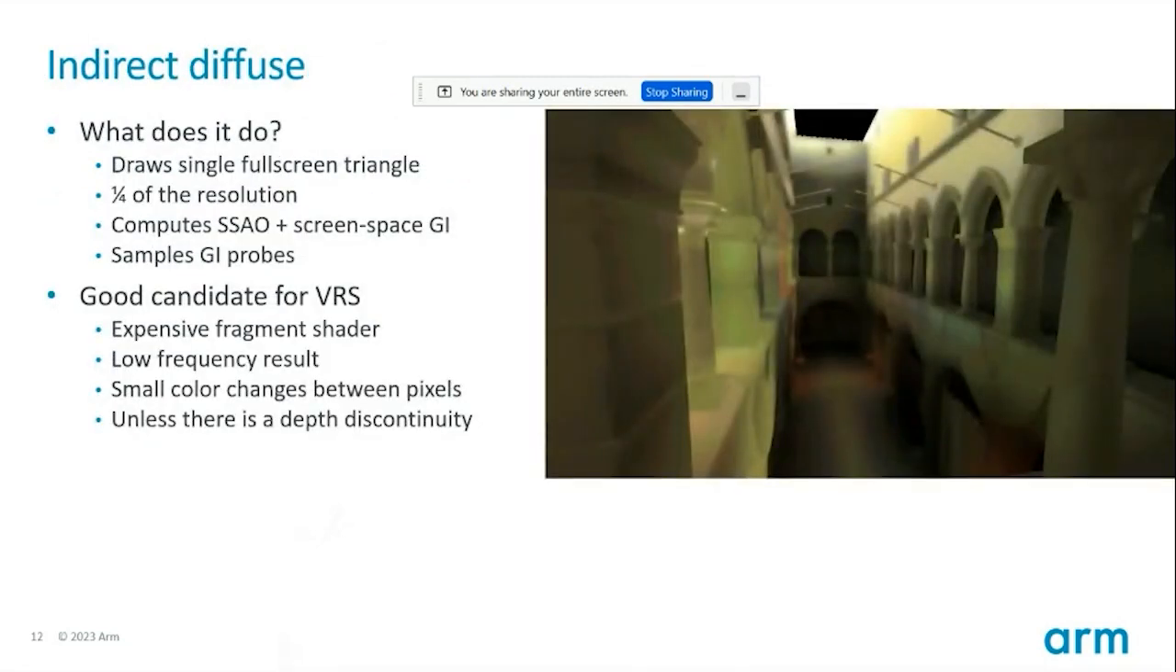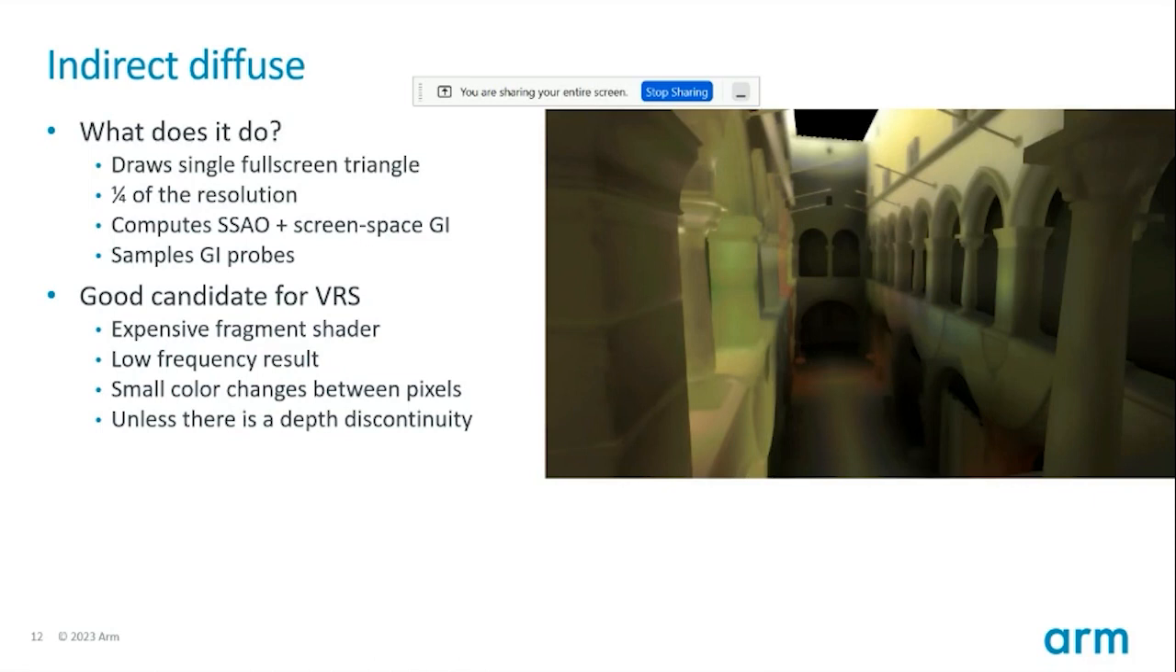So the first is the Indirect Diffuse Pass. So what does it do? Well, it's a single full-screen triangle that renders at 1/4 of the resolution. It computes screen space ambient occlusion, screen space global illumination, as well as sampling GI probes. This makes it an extremely good use case for VRS because, first of all, the fragment shader is quite expensive. We're doing a lot of calculations there, so there's a lot of potential performance uplift. The results are also very low frequency.